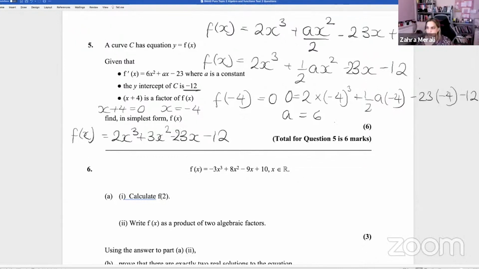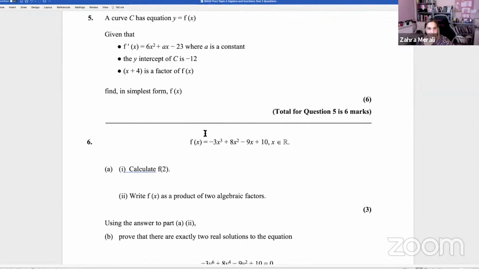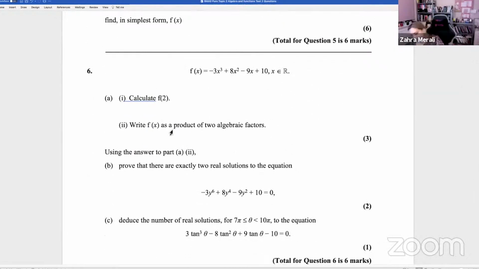Okay. Question 6 says calculate f(2). Okay, so we're going to plug 2 in. f(2). So we'll get 2 cubed, which is 8, times -3, so -24. 2 squared, 4 times 8, so plus 32, minus 18, plus 10, which equals 0. Okay, so it's helping us out there. We now know that x minus 2 or 2 minus x is a factor.